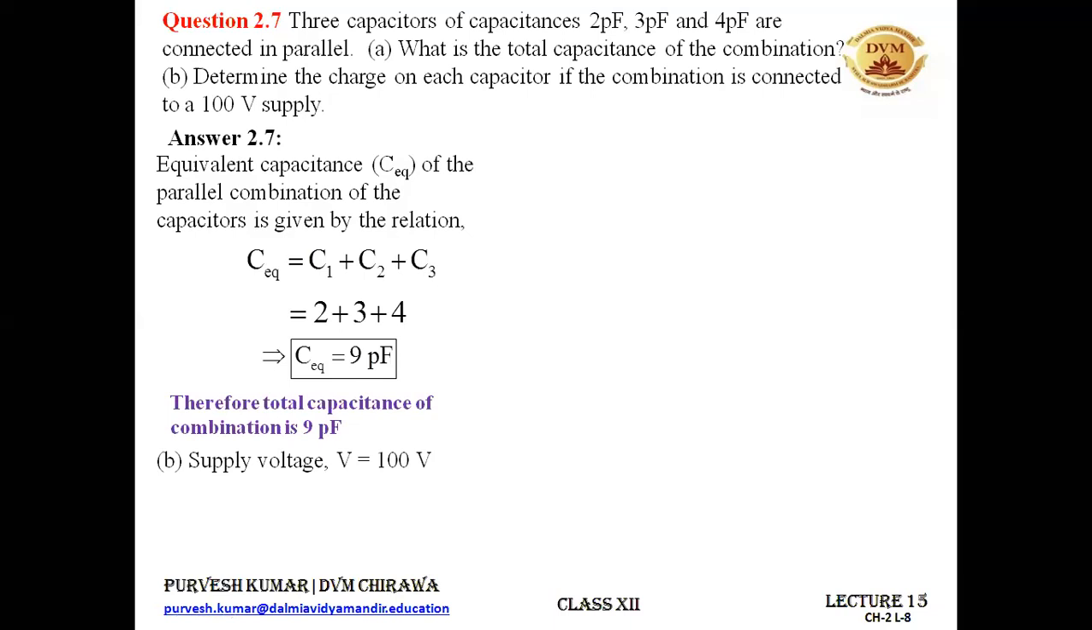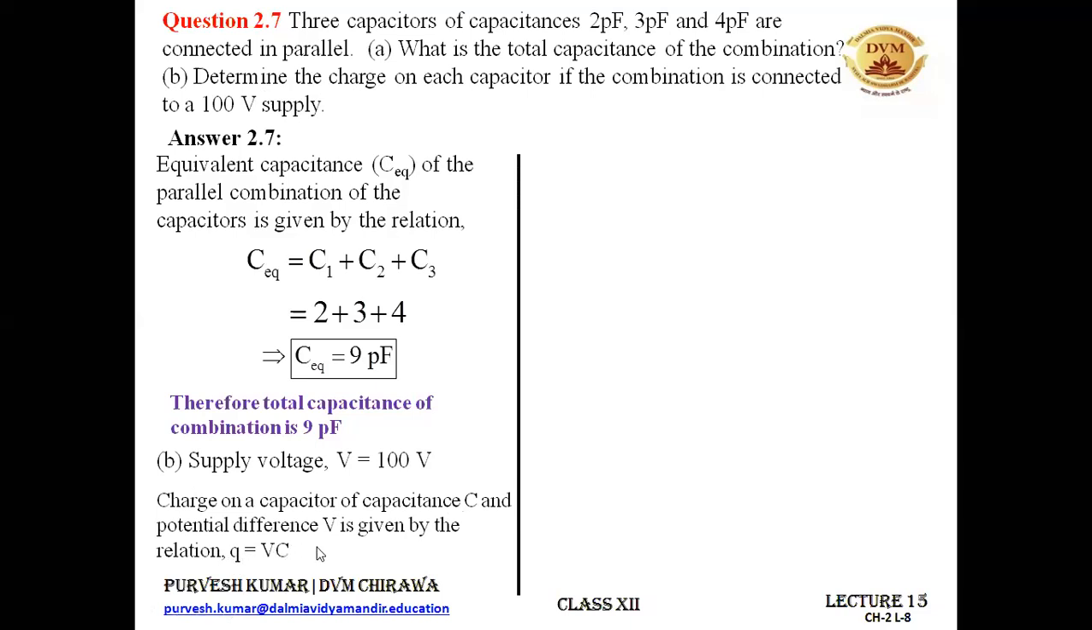Since the values of capacitance for these 3 capacitors are different, there will be different amounts of charge stored on the plates of these capacitors because of this 100-volt supply. The voltage drop across each of these capacitors is 100 volt only, because in parallel the potential difference remains the same. So let's proceed. The charge on a capacitor having capacitance C and potential difference V across it is given by Q is equal to V multiplied by C. We know this. So we'll be applying this only.